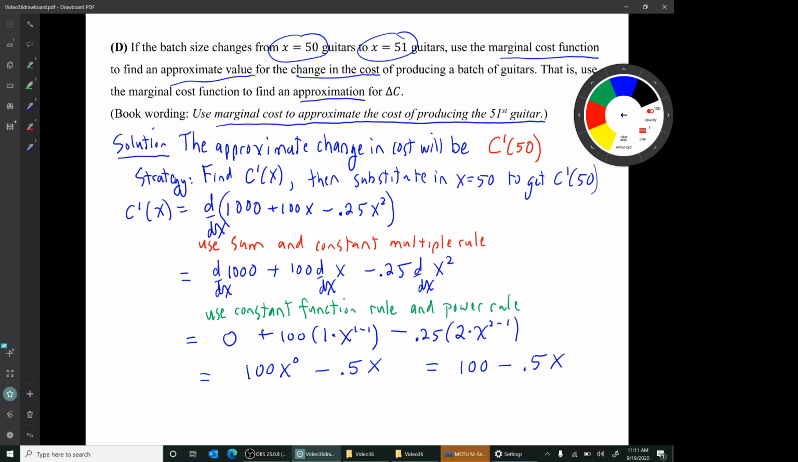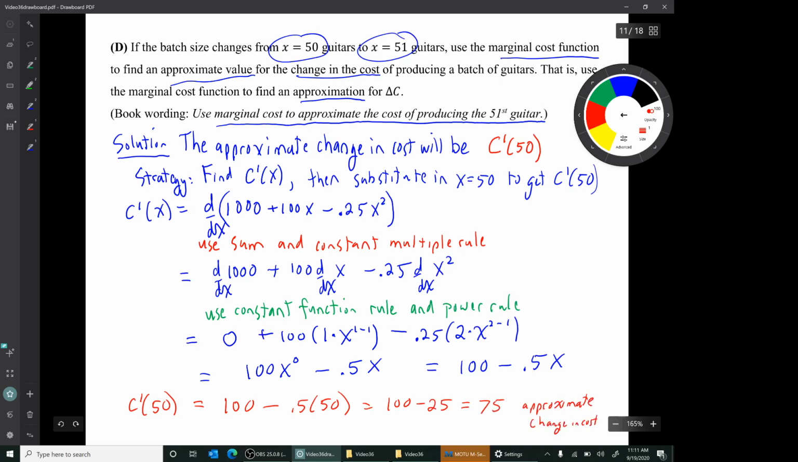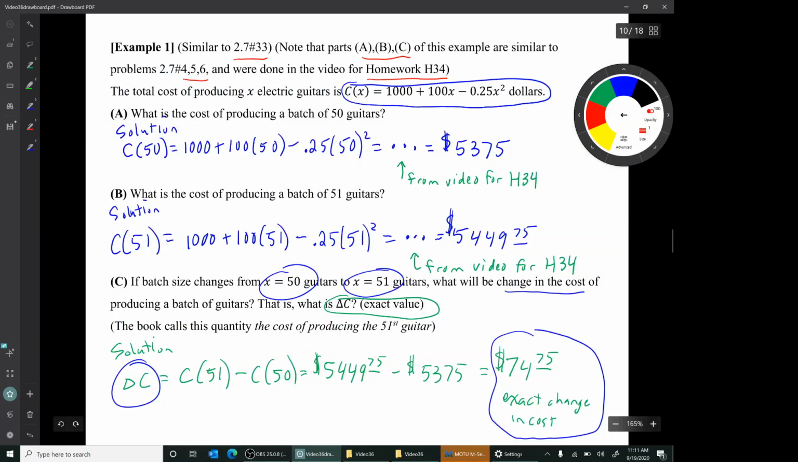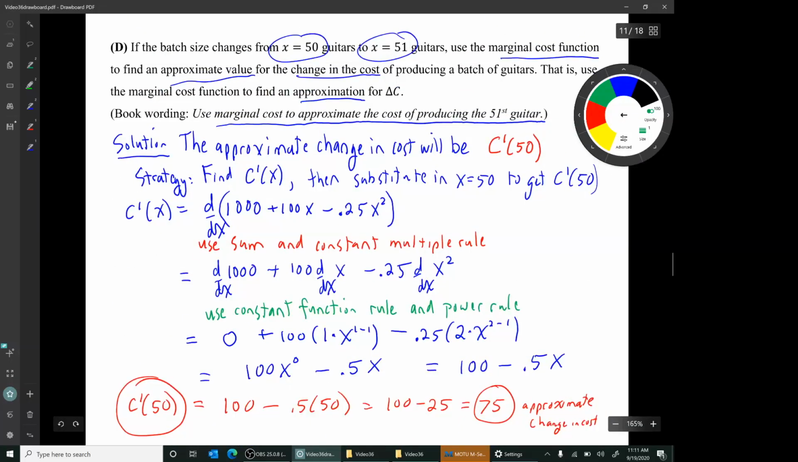Now since we were labeling that as a red quantity, the approximate change, I'm going to do this calculation in red. So the result is that our approximate change is 75. Hey, look, that's very close to our exact change. The exact change was this green quantity, $74.75. The approximate change was this red quantity, $75. It's very close.